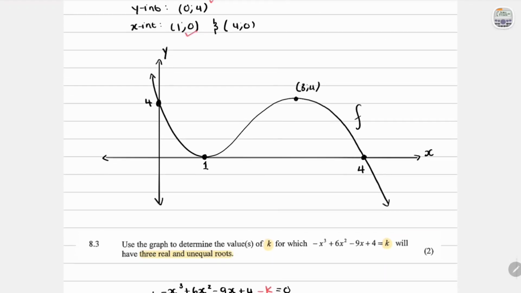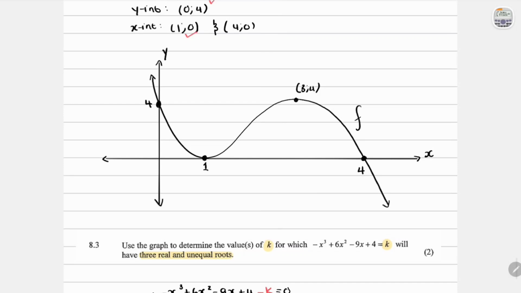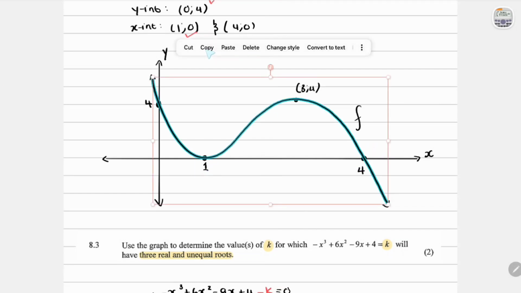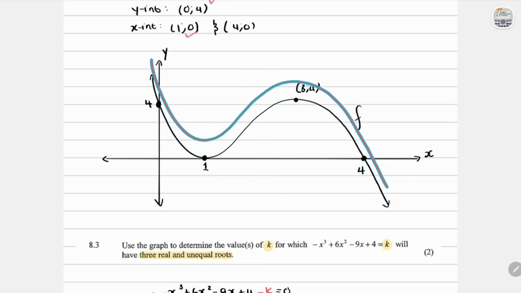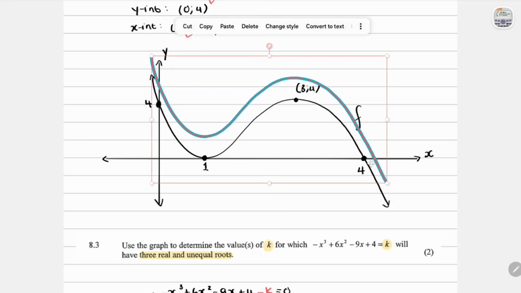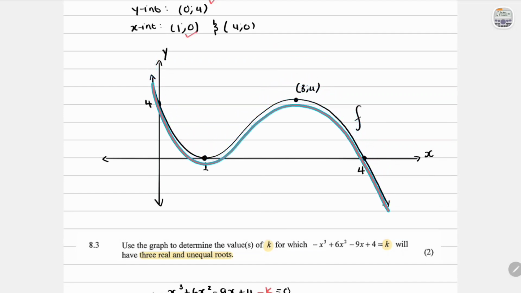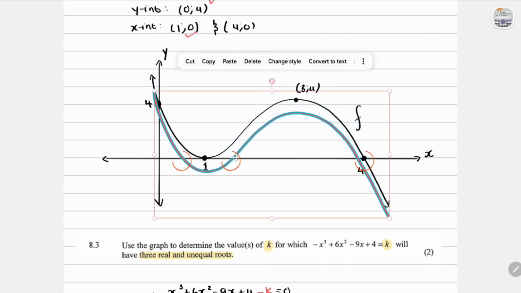So here is what happens in our graph. Because we have minus k, we just have to see what this graph should do so that it has 3 roots, 3 x-intercepts. Currently, it has 2 x-intercepts. So which direction should we move it to ensure that it has 3 x-intercepts? Here is a duplicate. You see that if you move it up, that does not solve our problem because it will only ever have 1 x-intercept. This no longer intersects the x-axis. So you're going to have to move it down. When you move it down, you see 3 x-intercepts.